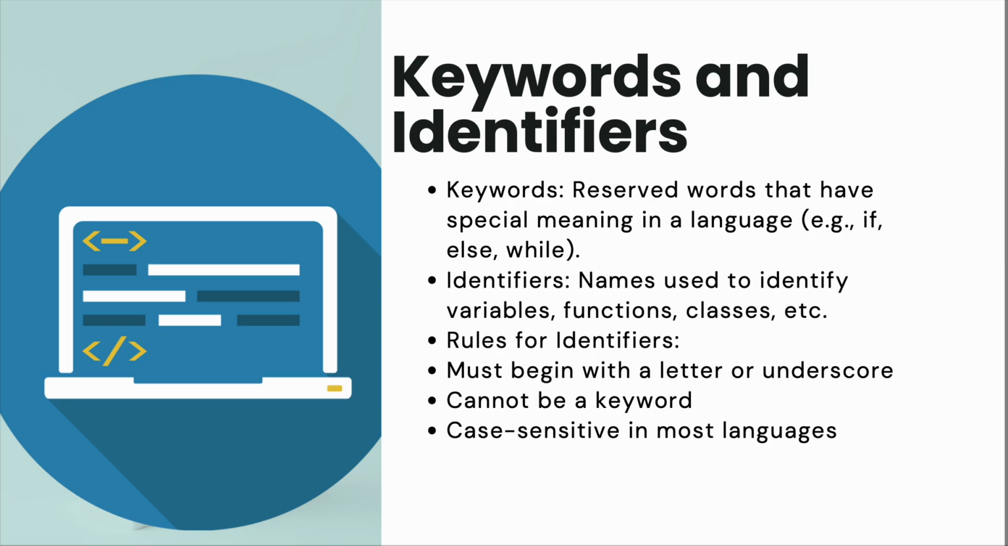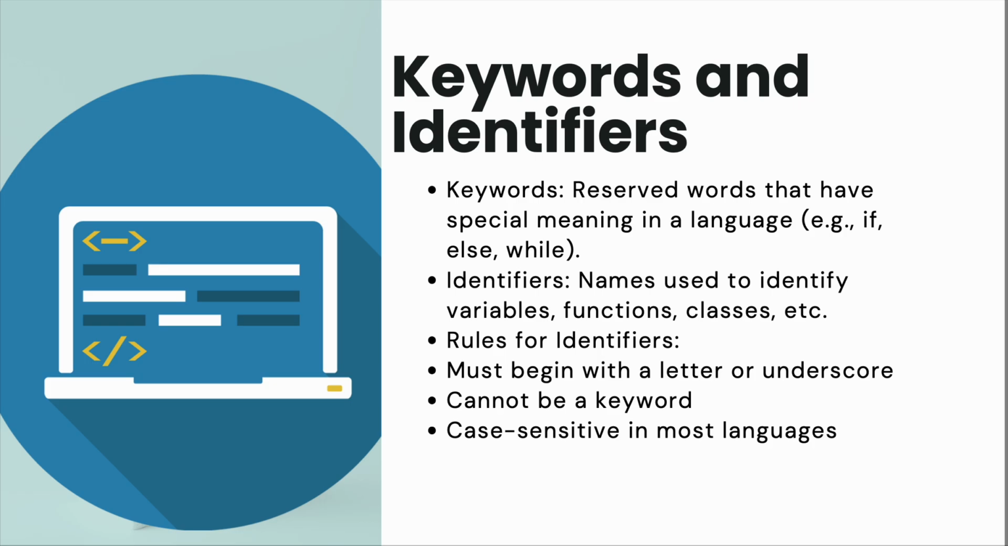Next we have keywords and identifiers. Keywords are those words which are reserved for a special meaning. In any programming language, we have certain words which are reserved for special tasks, like if, else, while, do while, scanf, print. These are the words which provide special values, and when we use those words, a specific kind of function will be called. And identifiers are the names used to identify a variable, a function or a class.